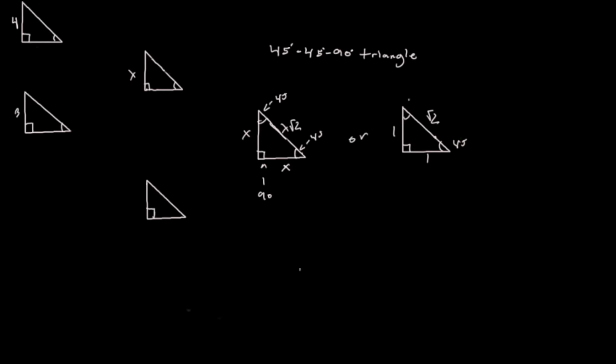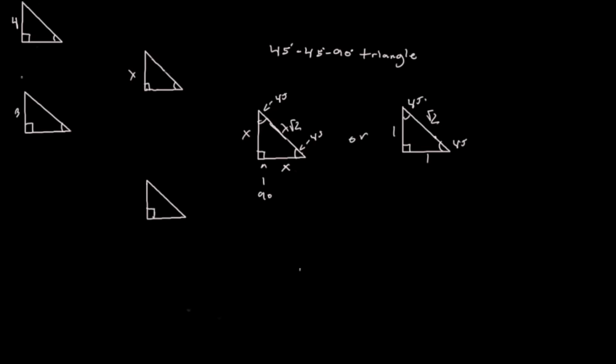And using these side length ratios, if you're given one side length, you can solve for the other side lengths. But you have to know that this is a 45, 45, 90. And if you're given all three side lengths, but you're not given any of the angles, you can figure out whether it's a 45, 45, 90 triangle or some other type of right triangle.